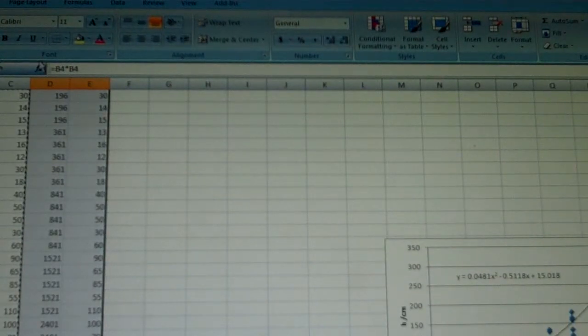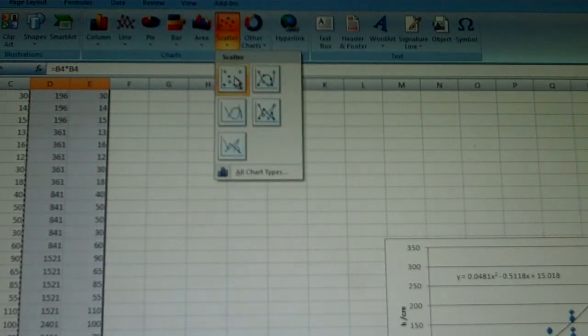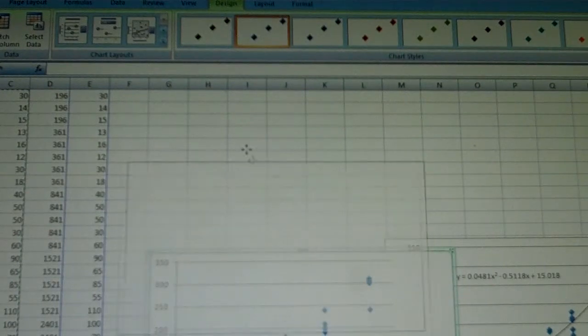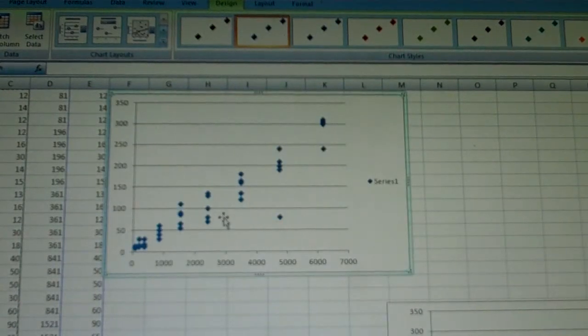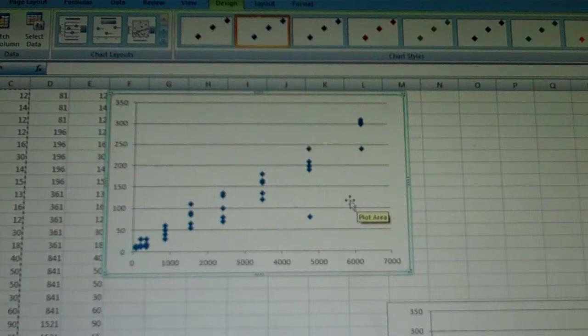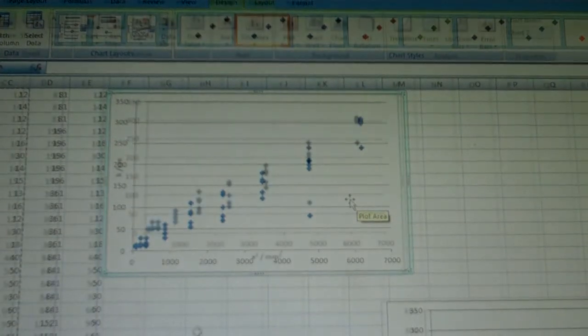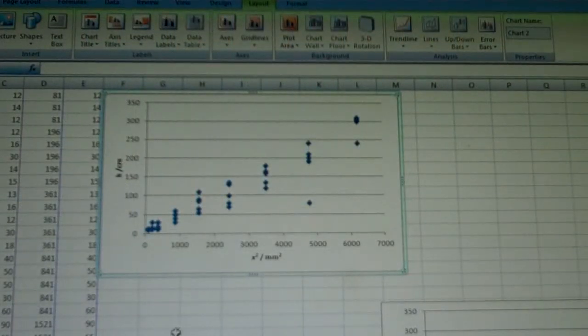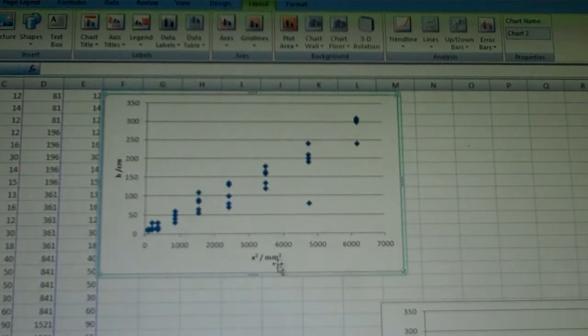highlighting and dragging the whole column, inserting a scatter graph. And this time, what you can see is I've got probably a straight line graph, and I can tidy this up and label the axes. Just labelled the axes. I haven't done anything fancy with the units, I've just left them in the units they came in, and of course x was in millimetres, so now I've got millimetres squared.